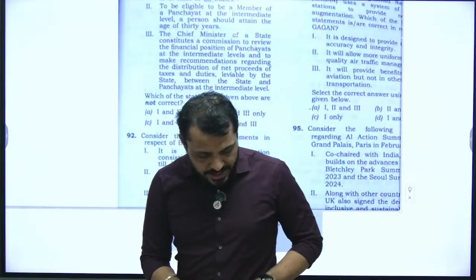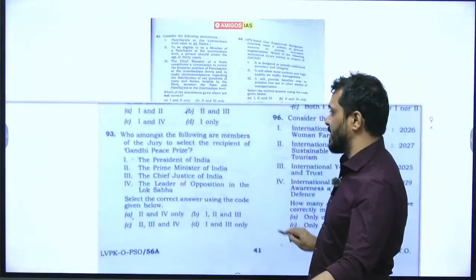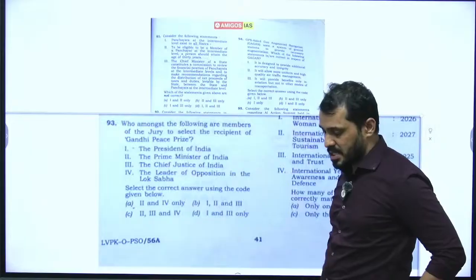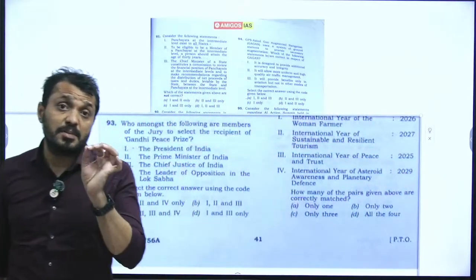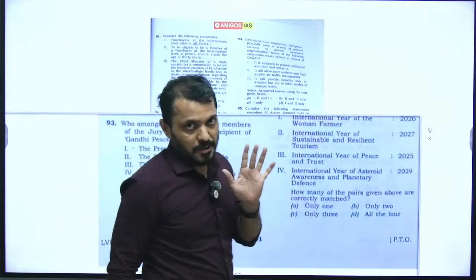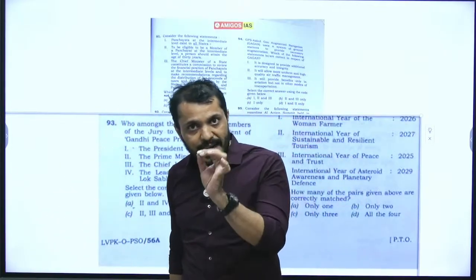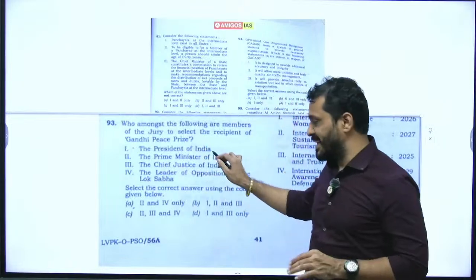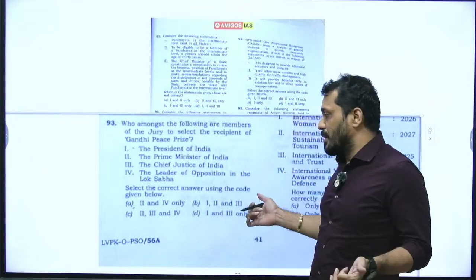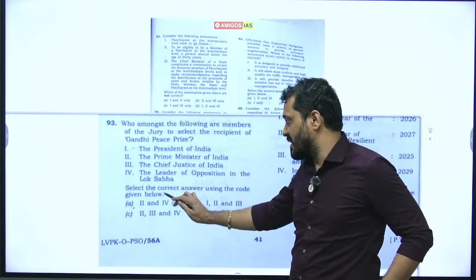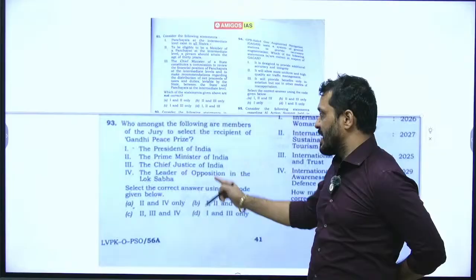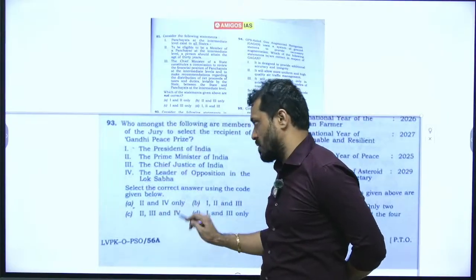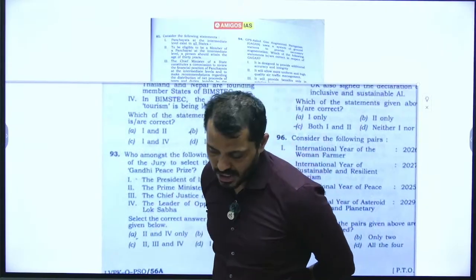Next one is about the Gandhi Peace Prize, question number 93. Who among the following are members of the jury to select the recipient of the Gandhi Peace Prize? Actually, the Gandhi Peace Prize is the highest peace award given by the government of India. This selection committee is led by the Prime Minister of India. The President will not be a member of the jury. That means we will cancel out the President of India. When you remove one, obviously you can remove 2 options. Then you are left with either A or C. In A, the Prime Minister will be there, the CJ also will be there, and the leader of opposition in the Lok Sabha will also be there. So, the answer will be 2, 3, 4. That is, the answer is C. 93 question, the answer is C.